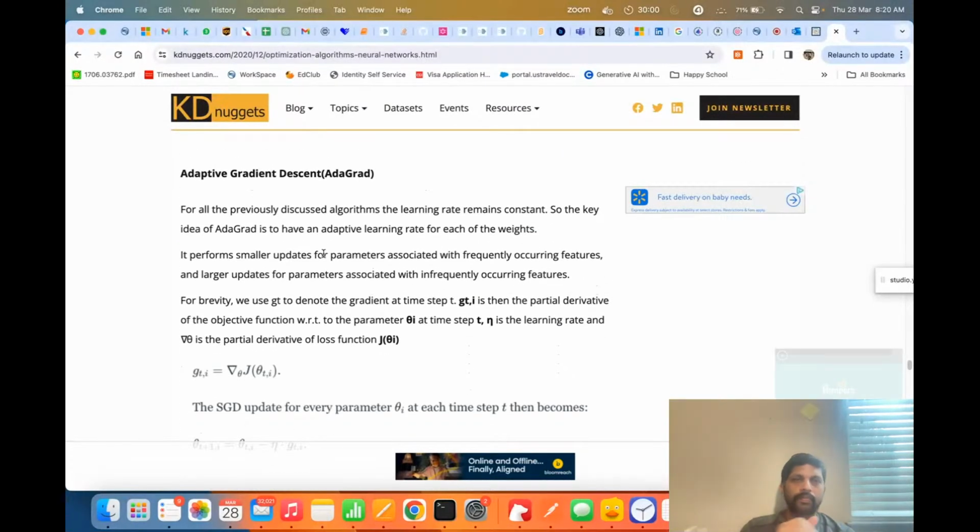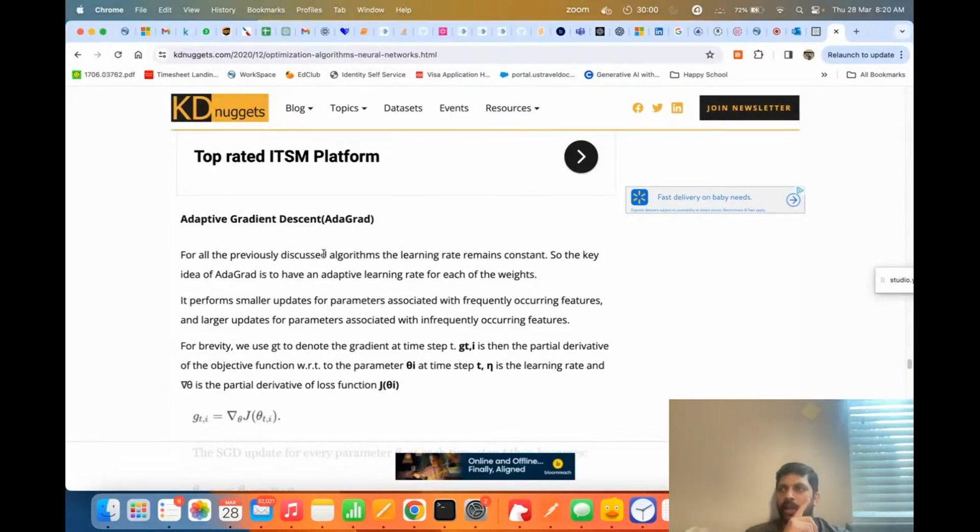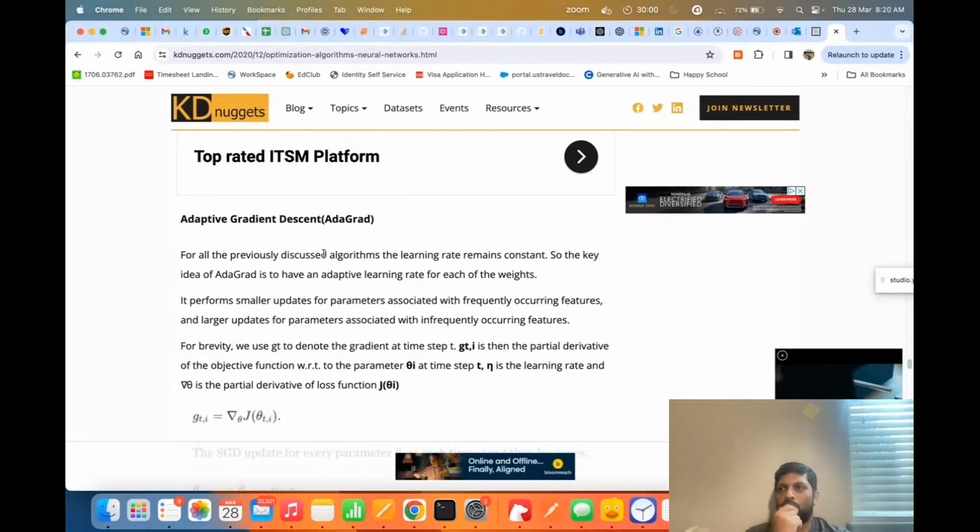Okay, let's talk about adaptive gradient descent, Adagrad. In other algorithms, the learning rate remains constant. The key idea of Adagrad is to have an adaptive learning rate. The problem is, if you have a higher or a lower learning rate, what is happening? The learning rate is either taking big steps or very small steps to reach the local optimum.